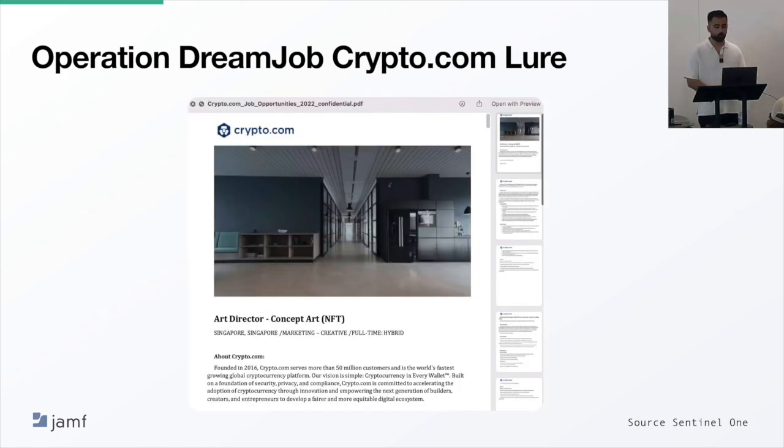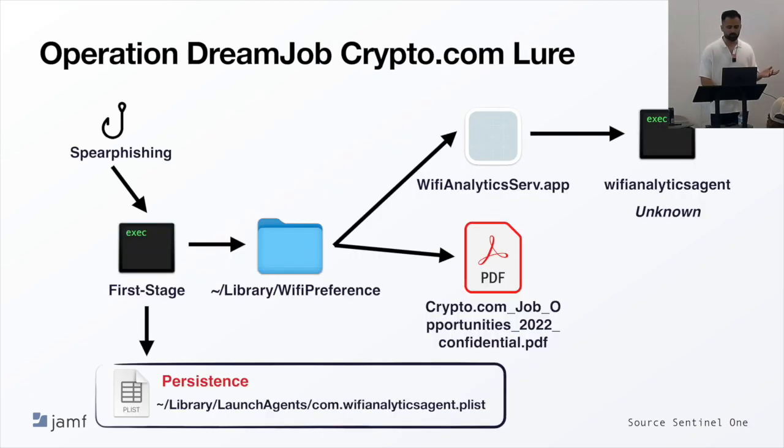And then also crypto.com lures, a really similar technique, where again, a spear phishing email drops a first stage. In this case, it would actually create persistence in the form of a launch agent right to the library Wi-Fi preferences directory, display this fake PDF, and then drop additional payloads, which were unknown as to what the final payloads of that were.